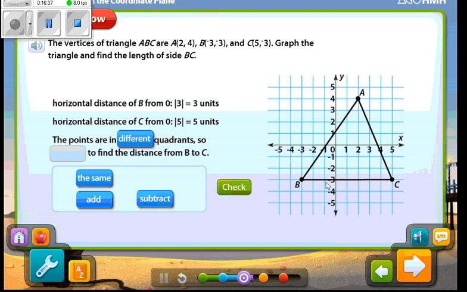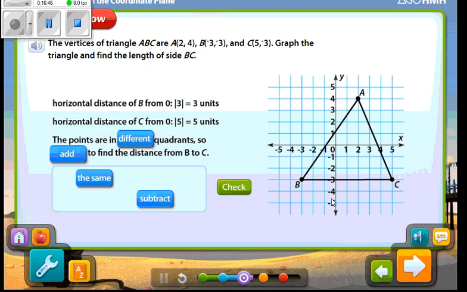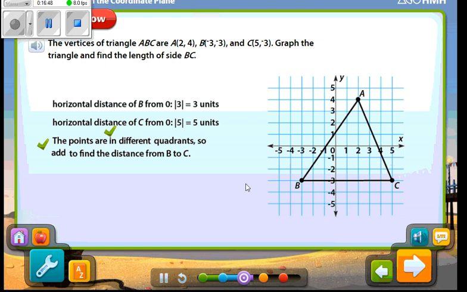So from B to the origin, and then the origin to C. So you are going to add. Great job. Points B and C are in different quadrants, so add to find the distance from B to C.